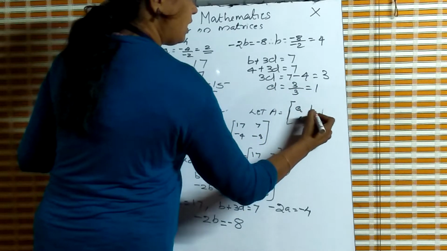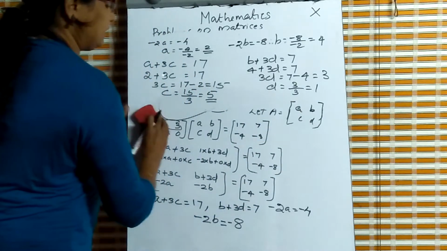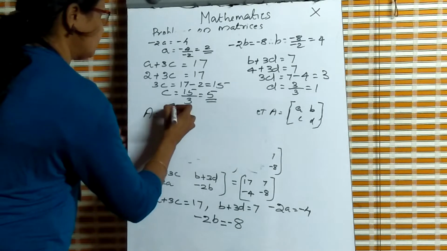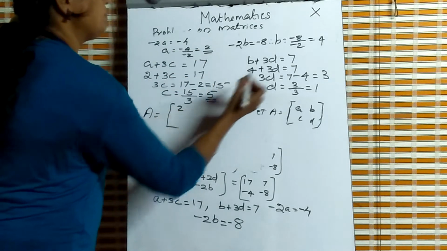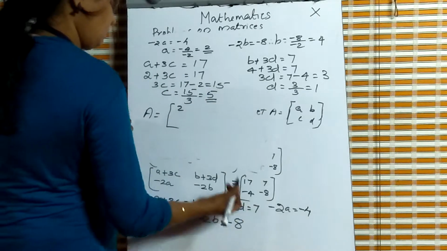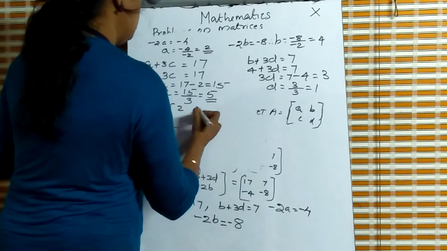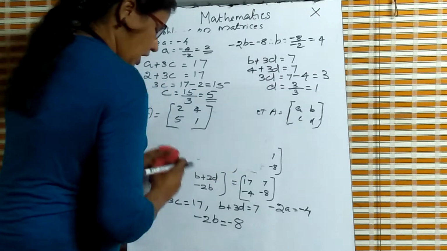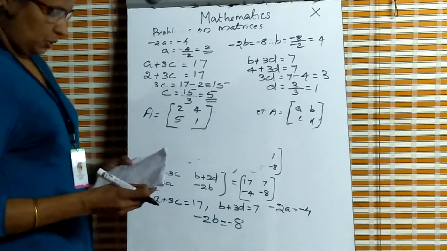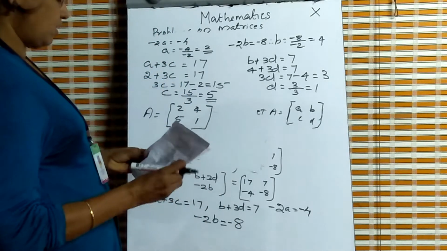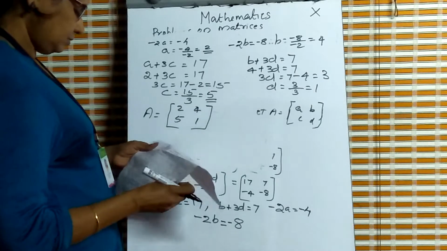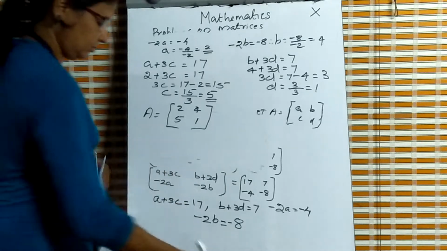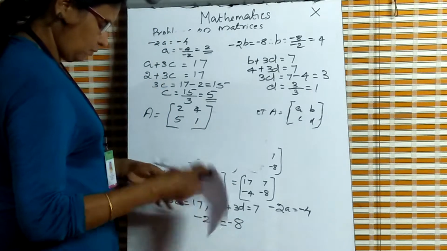We assumed our matrix is [a b; c d]. So, listen, which is our matrix? Write the values. What is a? 2. What is b? 4. c is 5, d is 1. So, our matrix A is equal to [2 4; 5 1].